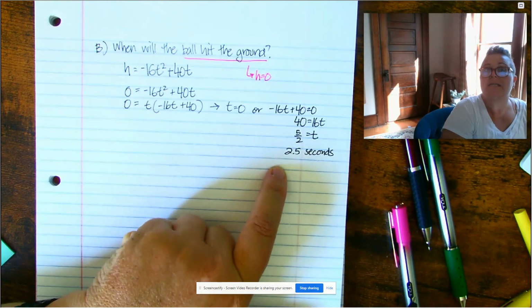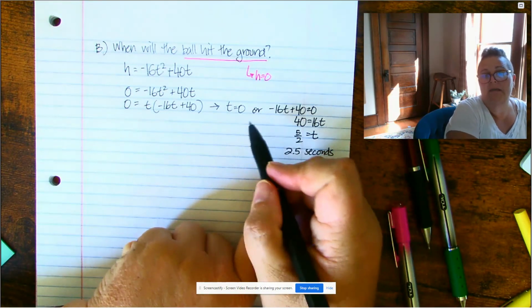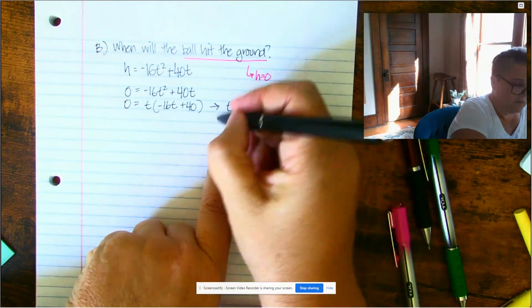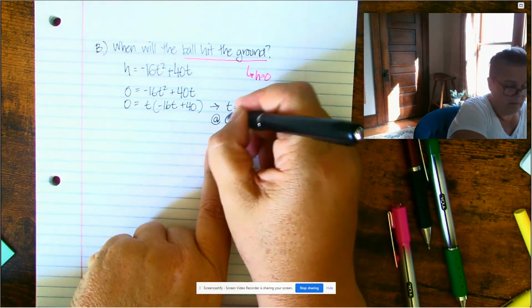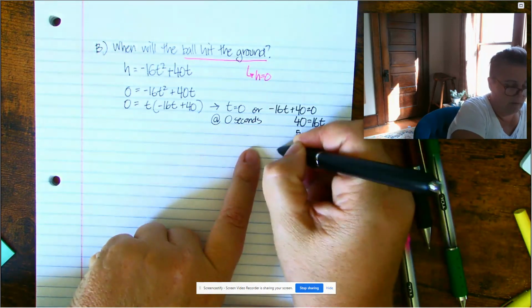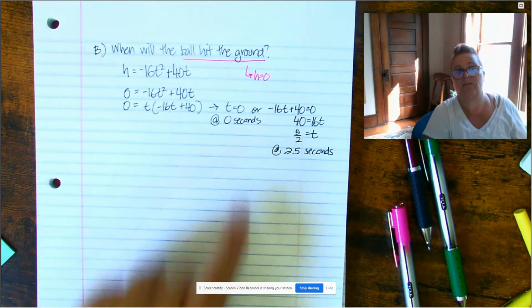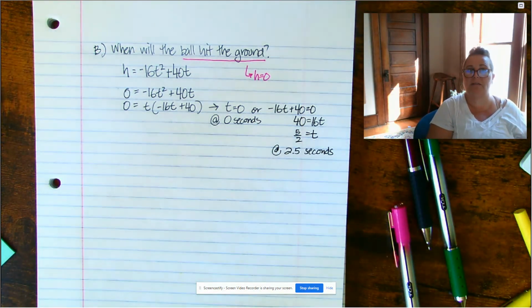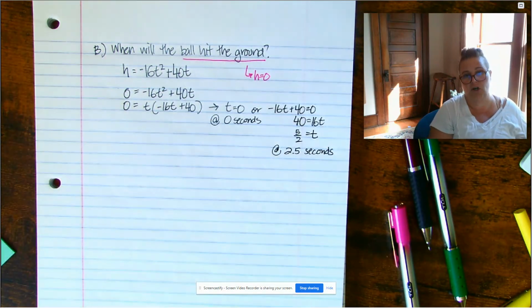Because in case I wasn't clear, t is time in seconds. And the other solution is at 0 seconds. So we have two possible times when the ball is at the ground: at 0 seconds where it started, or at 2.5 seconds in.